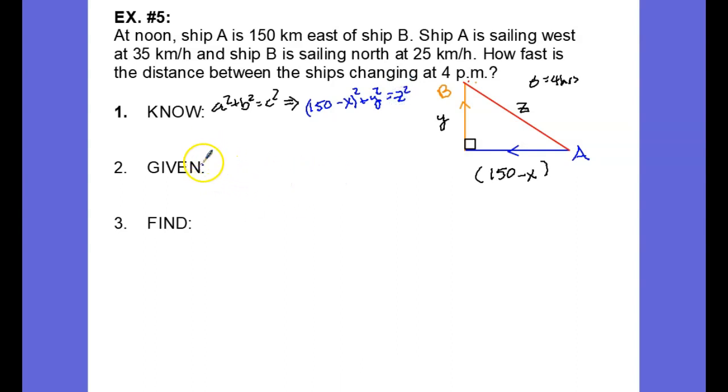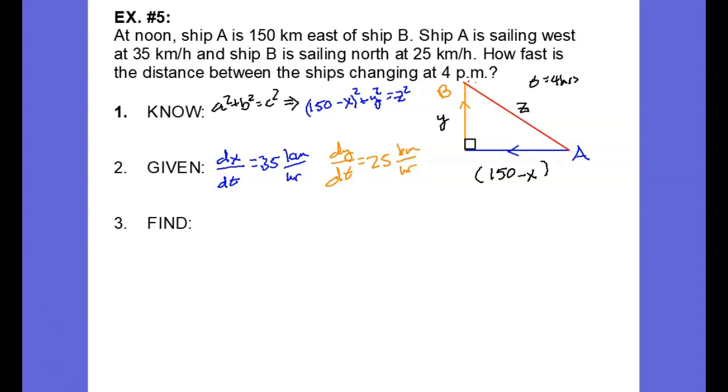Now let's think about what information they gave us. They told me that ship A is sailing west at 35 kilometers per hour. Well, okay, when we subtracted the distance here, we took care of that. So I'm going to put the speed. This is going to be a speed, not a velocity. It's not a signed value. So we're going to put dx/dt is equal to 35 kilometers per hour. Now the other thing we know is dy/dt, the rate of change for ship B, and that's going to be 25 kilometers per hour.